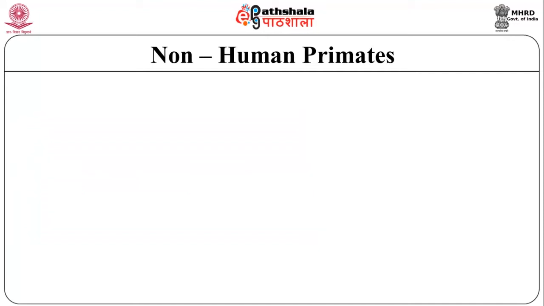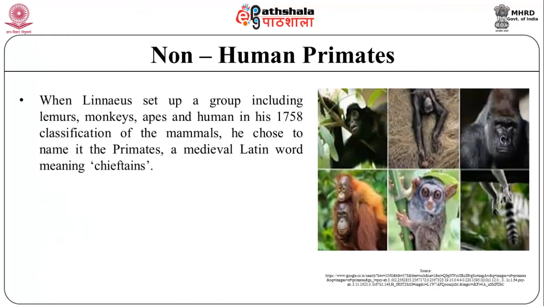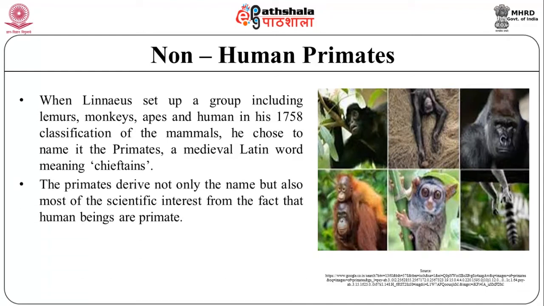Now, let's see about non-human primates. When Linnaeus set up a group including lemurs, monkeys, apes, and humans in his 1758 classification of the mammals, he chose to name it the primates, a medieval Latin word meaning chieftains. He had human beings clearly in his mind when he gave this name. The primates derived not only the name but also most of the scientific interest from the fact that human beings are primates.